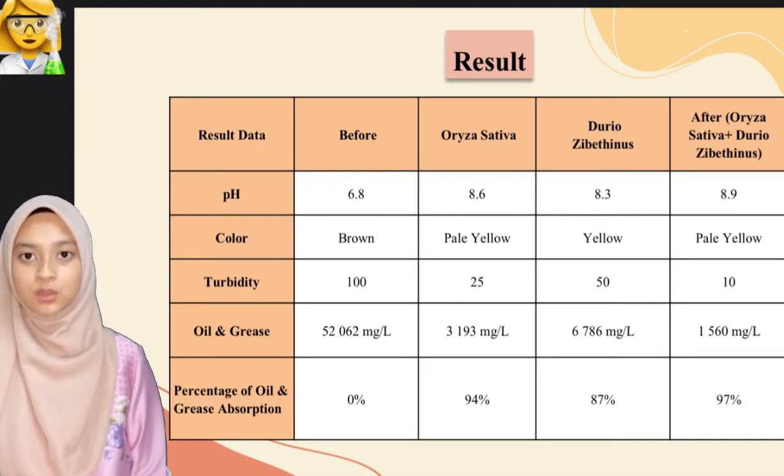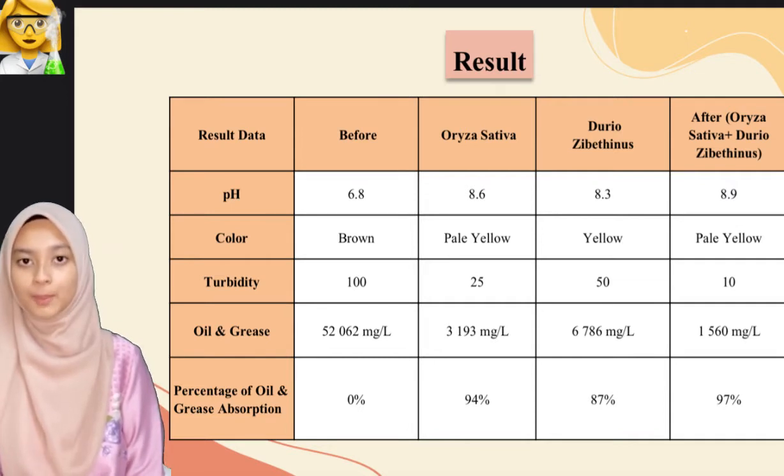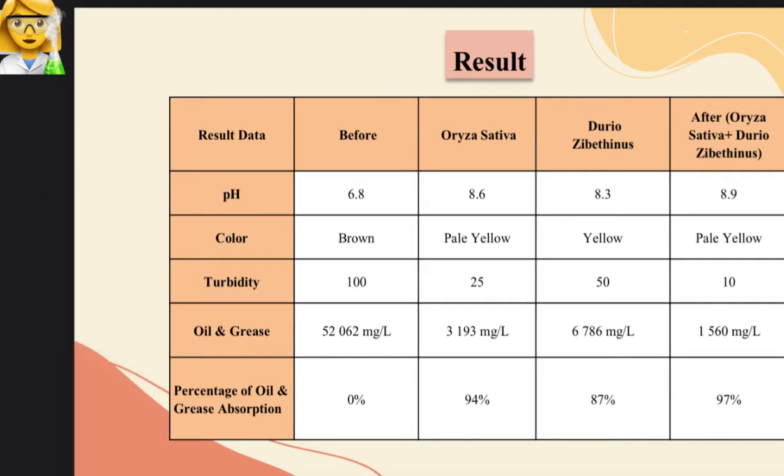1560 mg/L. According to the overall oil and grease results, there is 94% oil and grease absorption when using Oryza sativa only. When using Durio zibethinus only, the oil and grease reduction is lower, at 87%. Finally, after using both ingredients, it becomes more absorbent, at 97%.